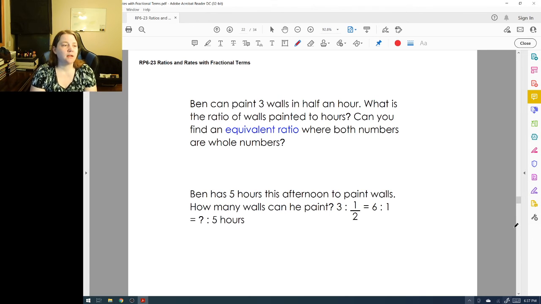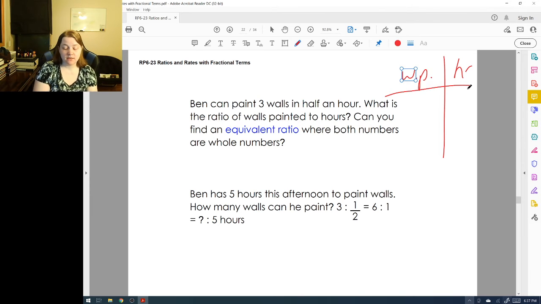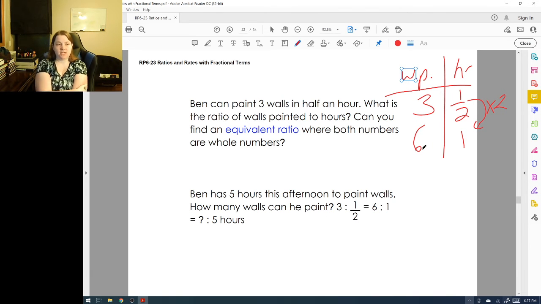Let's talk about Ben and how he can paint 3 walls in half an hour. What is the ratio of walls painted to hours? Can you find an equivalent ratio? So, we're going to talk about walls painted to hours. Ben can paint 3 walls in half an hour. How many walls can he paint in 1 hour? 1/2 times 2, 3 times 2, he can paint 6 walls in 1 hour.